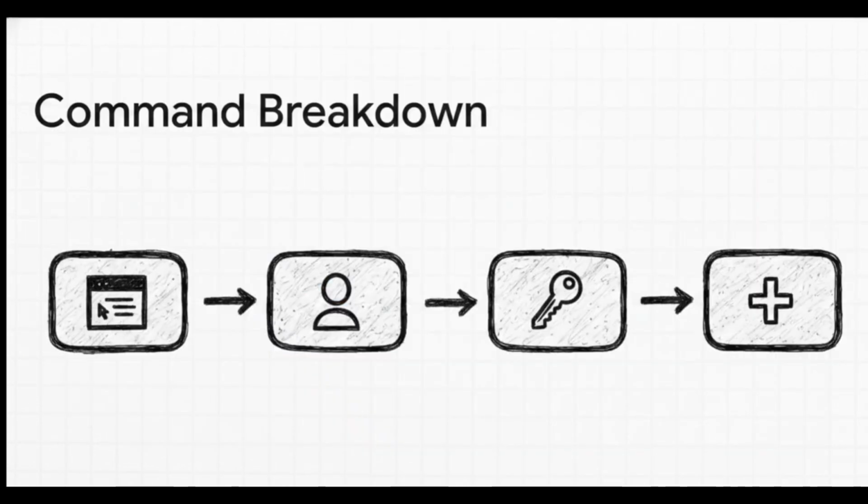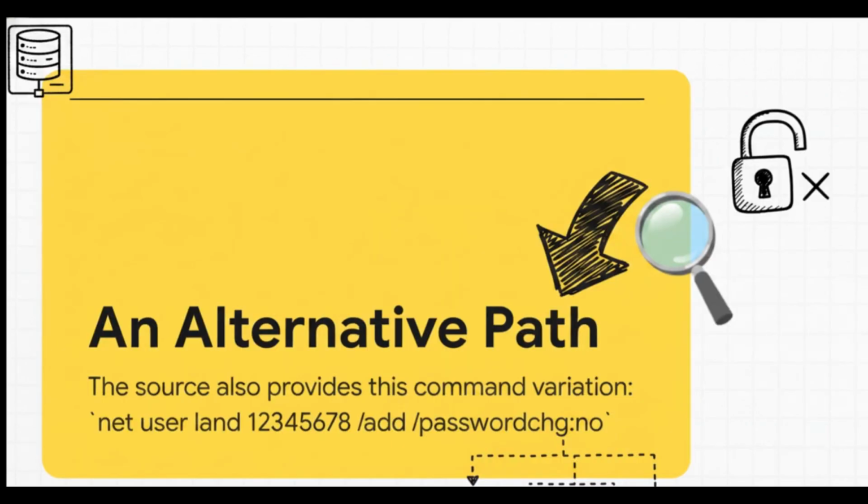We've got net user again, our go-to tool, then the new name, land, followed by that password, and the key ingredient here is /add. That's the part of the command that says, okay, make it so. You know, it's also worth pointing out that the source gives us a little alternative here. You can tack on /passwordchg:no. What does that do? It just tells the system, hey, don't make this new user change their password the first time they log in. It's a small detail, but it shows you just how much fine-tuned control you can have.